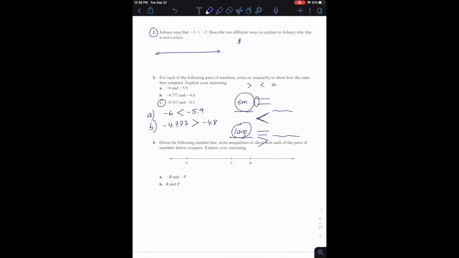Given the following number line, write inequalities to show how each of the pairs of numbers compare. So I'll take A, -r and -p. Which one is further left? We don't even have -r on the number line. But we know that if this is r, that's how far we go to the right, then we need to go the same to the left to get the -r. So let's say now we have -r and -p, and -p is further left, so it's smaller. And I will leave B for you to figure out.